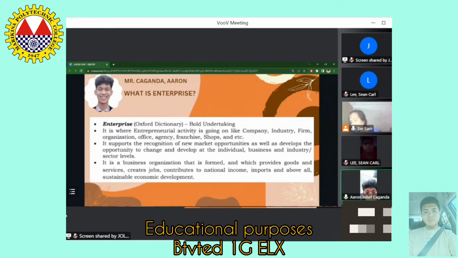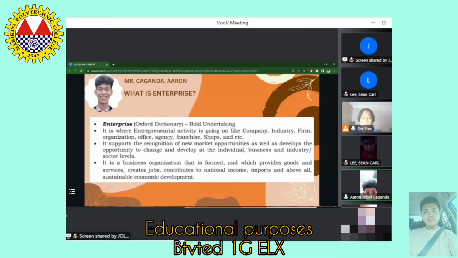It supports the recognition of new market opportunities as well as develops the opportunity to change and develop at the individual business, industry, or sector level. So, ang enterprise is also something that helps to keep up or help recognize or identify the new market opportunities. When we say new market opportunities, ito yung mga oportunidad na makakatulong sa paglago ng ating business.